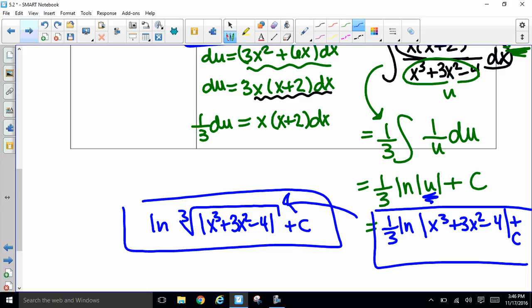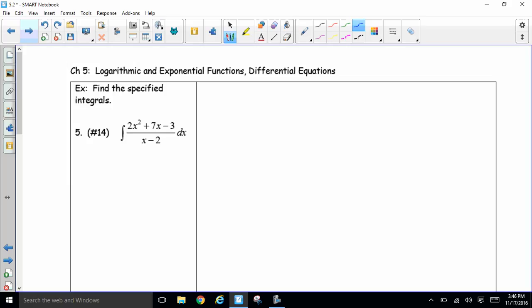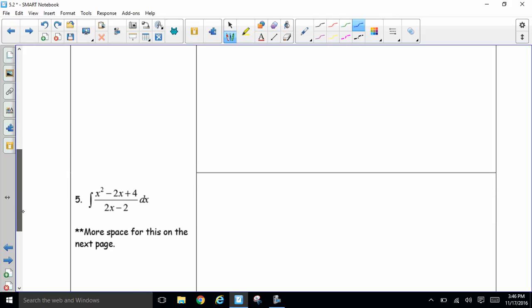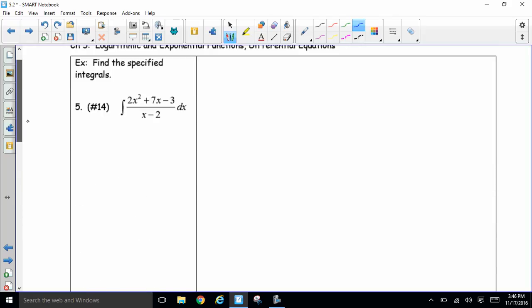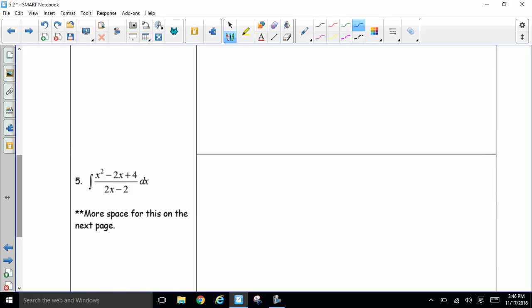Okay. So it's these next couple examples that I wanted to take a look at. So 5, oops, I copied number 5 twice, miscounted. So 5 and 6, if we swap that out for 6. And then you'll have more room for 6 on the next page.